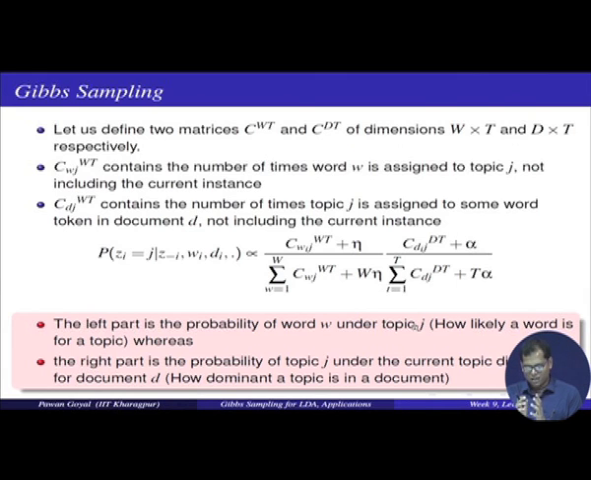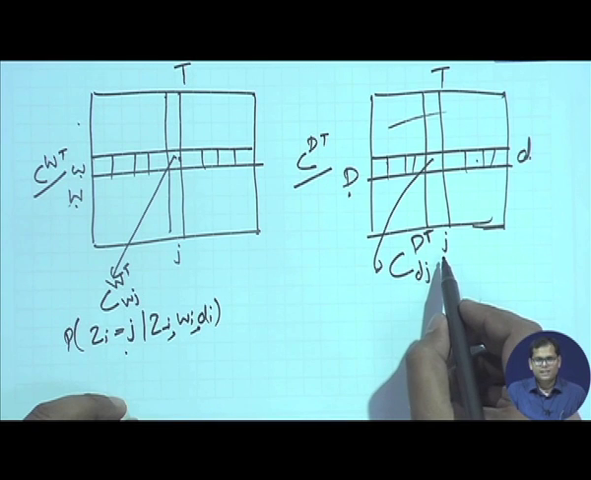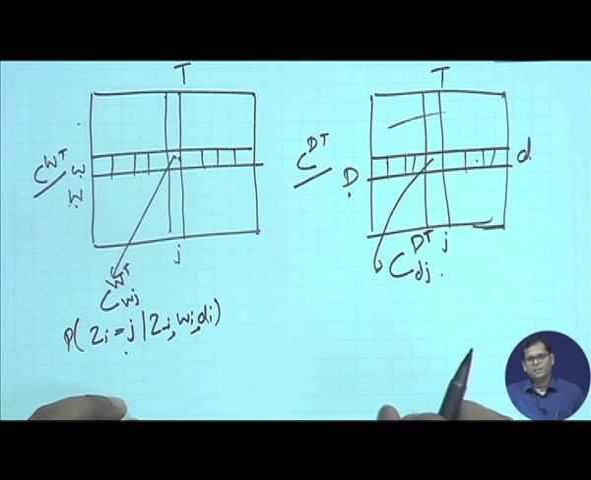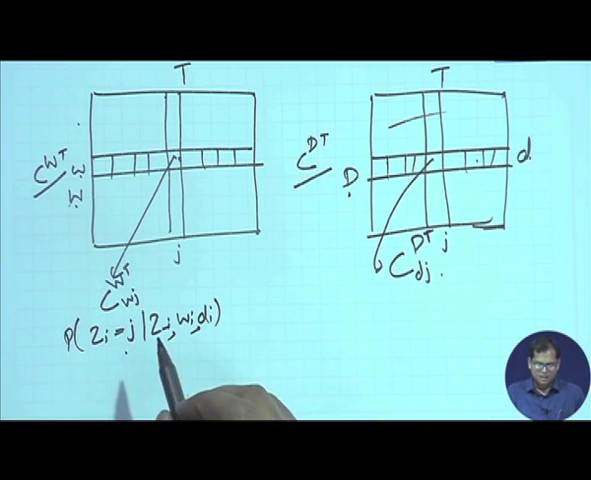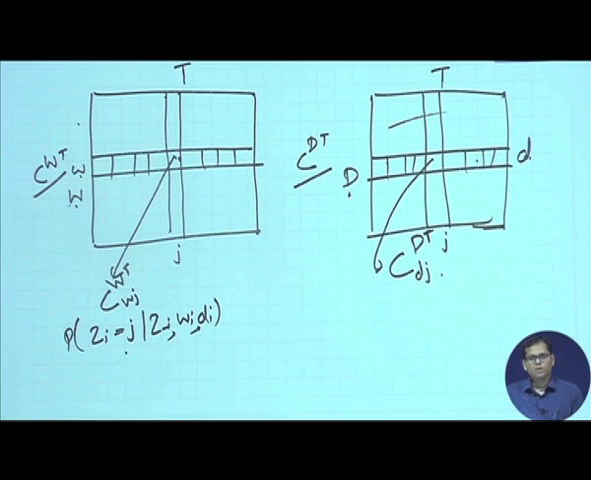Remember we were talking about two parts. So what will it depend on? We were saying that it will depend on, first, how likely is this word to come under topic J, and second, how likely is this topic to be assigned to document D. Two things: how likely is this word to come under topic J, and how likely is this topic to come under document D?